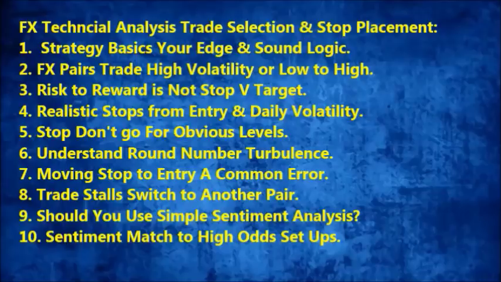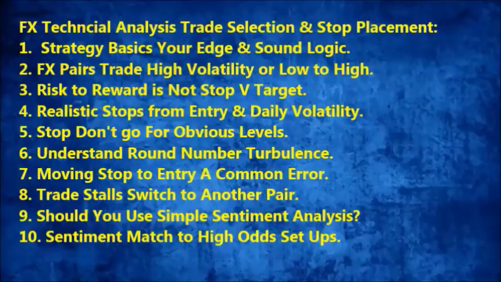If I'm looking at a chart, I'll see the obvious level, and I want to be one level back from that obvious level, so out of the way of the stop cluster. Okay, this leads on to point number 6, which is understand round number turbulence. A fatal error that beginners make is to put their stop right on a round number, or within a few pips either side. Now, institutions, this is where they really go and hunt stops. If you look at turbulence around round numbers, there's a lot of it.